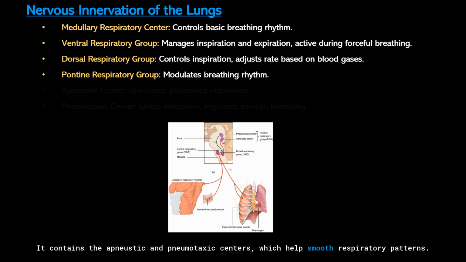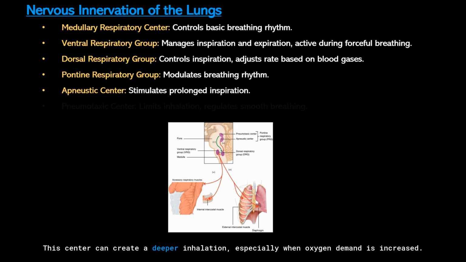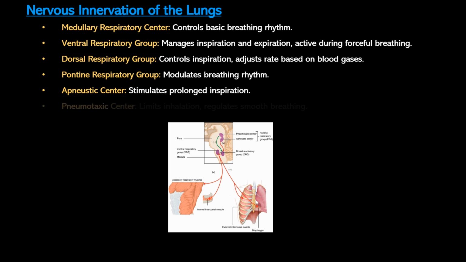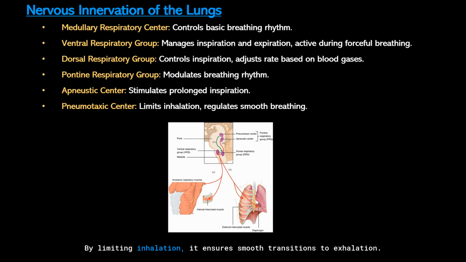The apneustic center promotes prolonged inspiration by stimulating the respiratory neurons in the medulla. This center can create a deeper inhalation, especially when oxygen demand is increased. The pneumotaxic center acts as a brake on inspiration, inhibiting the apneustic center to allow for controlled, rhythmic breathing. By limiting inhalation, it ensures smooth transitions to exhalation.